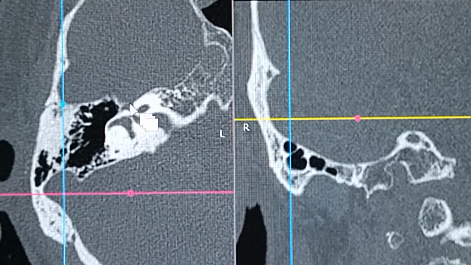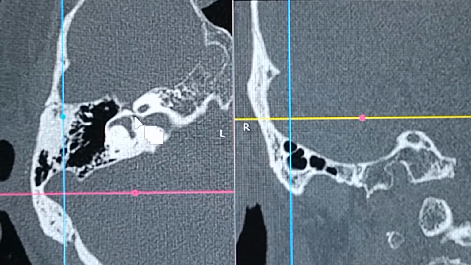So that's the geniculate ganglion taking a U-turn, forming the tympanic segment of the facial nerve, and exactly that soft tissue here is the superior vestibular nerve. Why vestibular nerve? Because this is a nerve which is going from the IAC part into the vestibule. That's the vestibule right there. So that's the superior vestibular nerve, that's for sure. So we've seen all the nerves of the IAC.